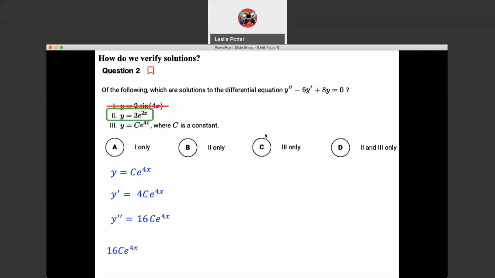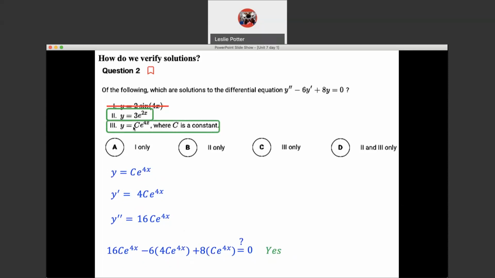So substituting that into the differential equation, we get y double prime minus 6 times y prime plus 8 times y. And does that equal 0? So let's take a look at the coefficients here. Everything's e to the 4x. We got 16c minus 24c plus 8c. So again, we got 16c plus 8c is a plus 24 minus 24. So this definitely equals 0. And so we know 2 and 3 work.